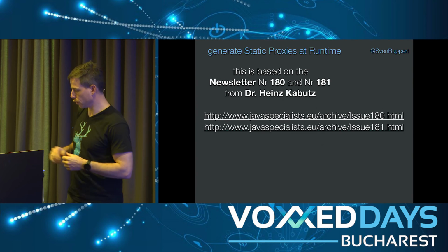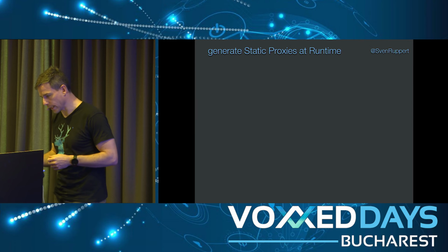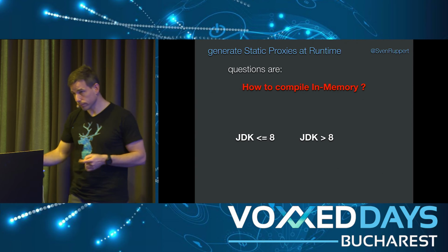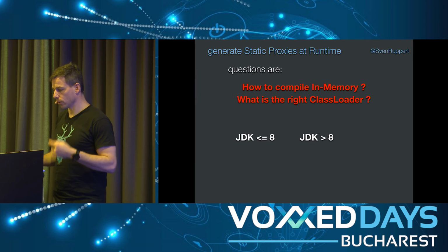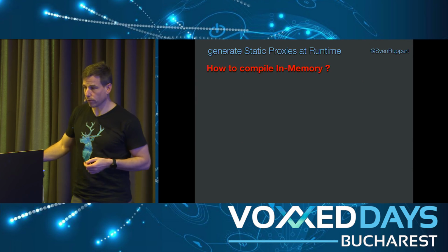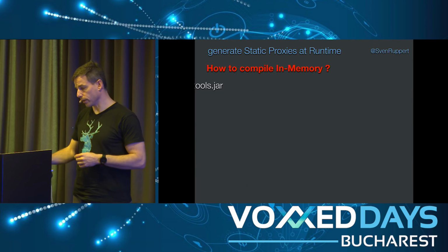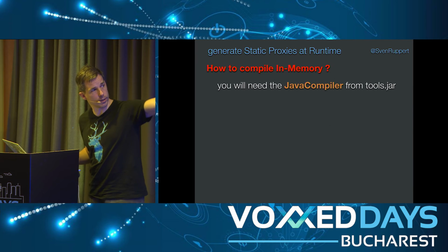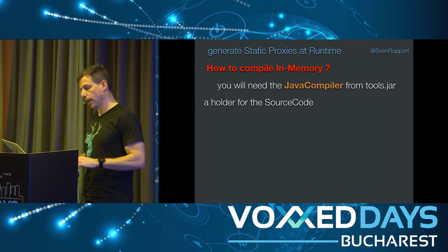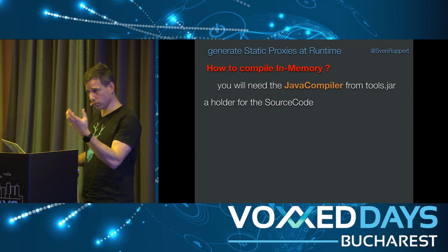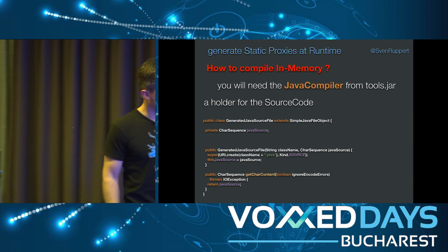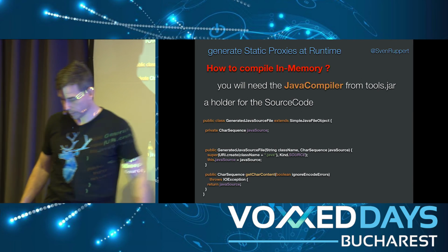This is based on the newsletter from Heinz Kabutz. And the question I have to solve is how to compile in memory. And the next thing is how to activate or how to get the right class loader. We have the solution now for up to JDK 8. What you need is a Java compiler, and until Java 8 it's in tools.jar. We need a holder for the source code we are generating. The next thing is that you need this SimpleJavaFileObject.